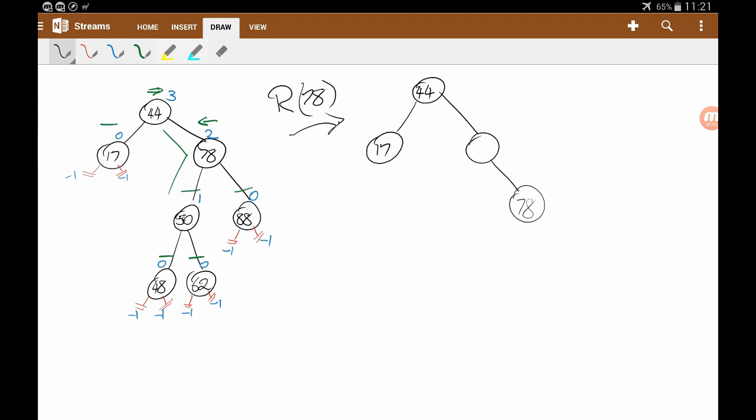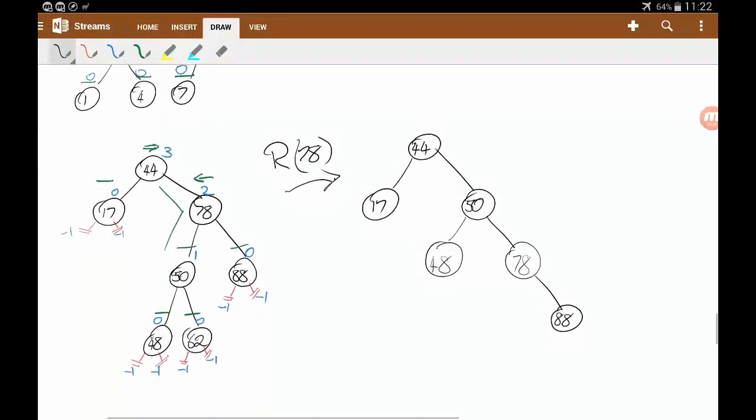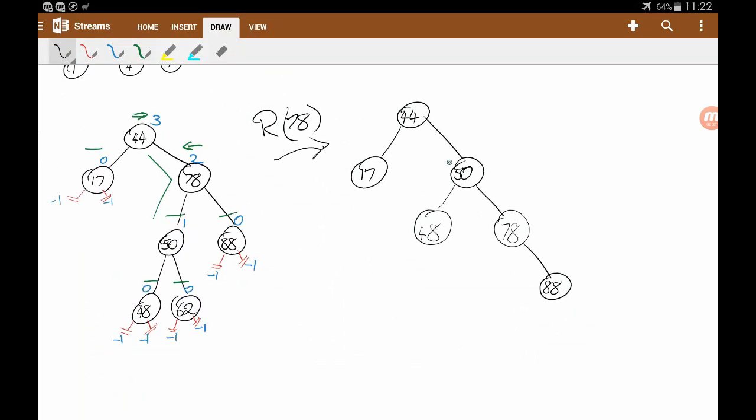78 moves to the right, and 50 moves up here. We then look at all the other children and we say, where do they all fit in? So the left child of 50 stays the left child of 50. The right child of 78 stays the right child of 78. And then the right child of 50 has to move somewhere else because now 78 is there. So we say, well, it was greater than 50, so it must go right, but it's less than 78, so it must go left. So the right child of 50 becomes the left child of 78.